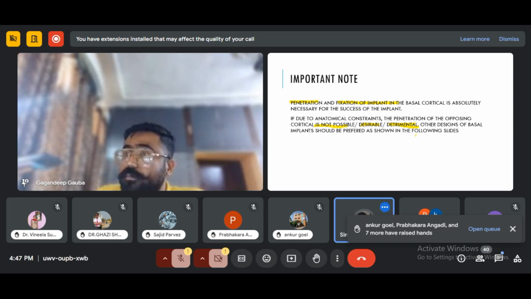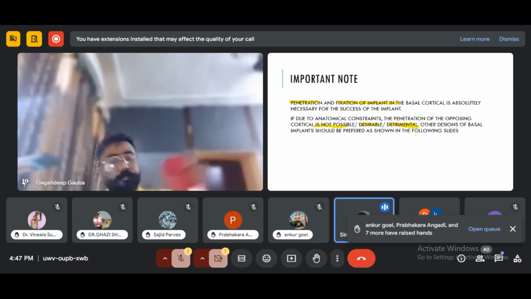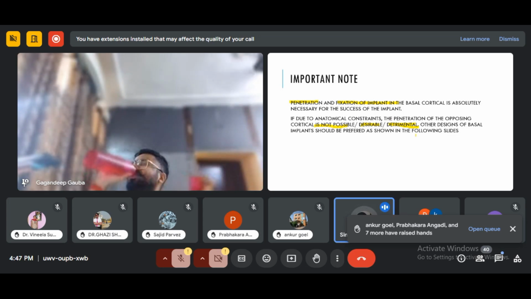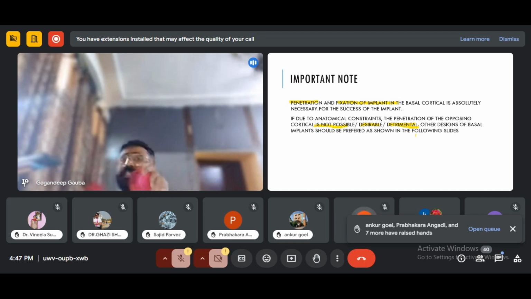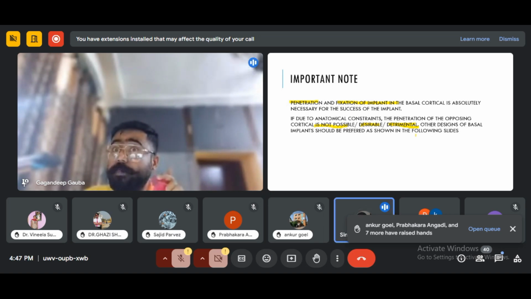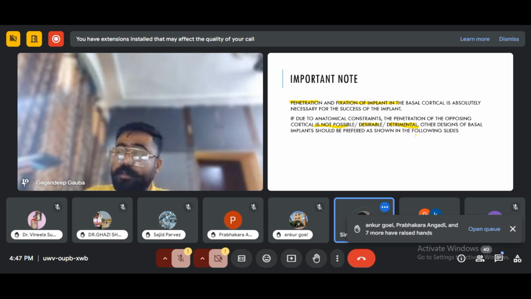I have a question, sir. Regarding this slide, you have said that penetration and fixation of the implant in the basal cortex is absolutely necessary. Is this statement correct for the classical type, or for the various and the other types also?